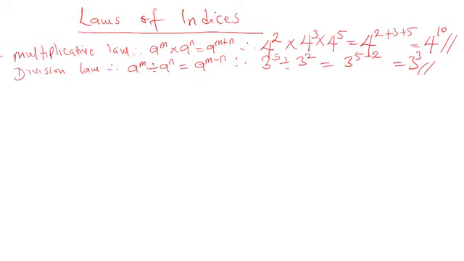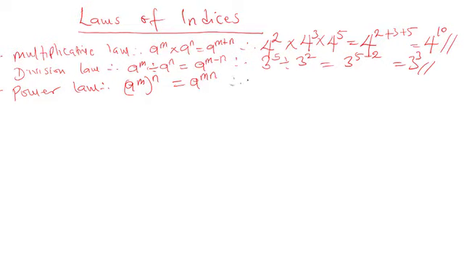So the next one in our list here is the power law. The power law of indices states that if you have a raised to the power m in a bracket, raised to the power n, it is equivalent to a raised to the power mn. Now at this point, your m multiplies with the n, so you now have mn here.